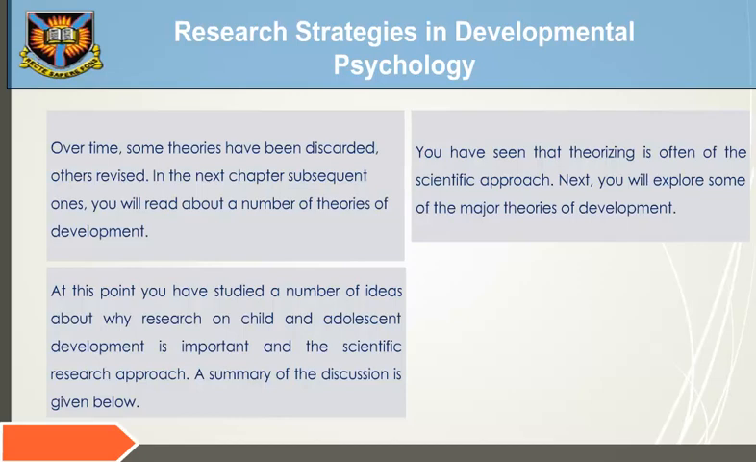At this point, you have studied a number of ideas about why research on child and adolescent development is important and the scientific research approach. A summary of the discussion is given below. You have seen that theorizing is often part of the scientific approach. Next, you will explore some of the major theories of development.